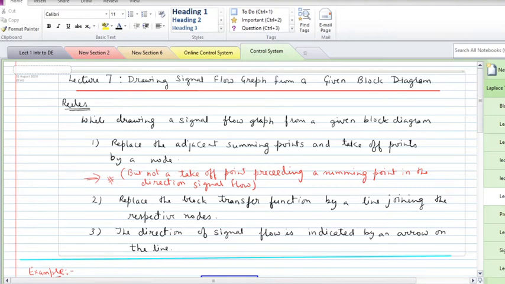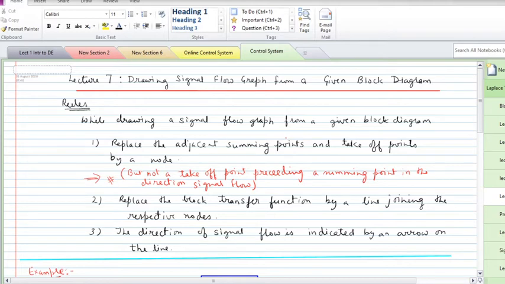Good morning, friends. In today's lecture, we will study how we can draw a signal flow graph from a given block diagram. While drawing a signal flow graph from a given block diagram, you have to take care about the following points: you have to replace the adjacent summing points and takeoff points by a node.